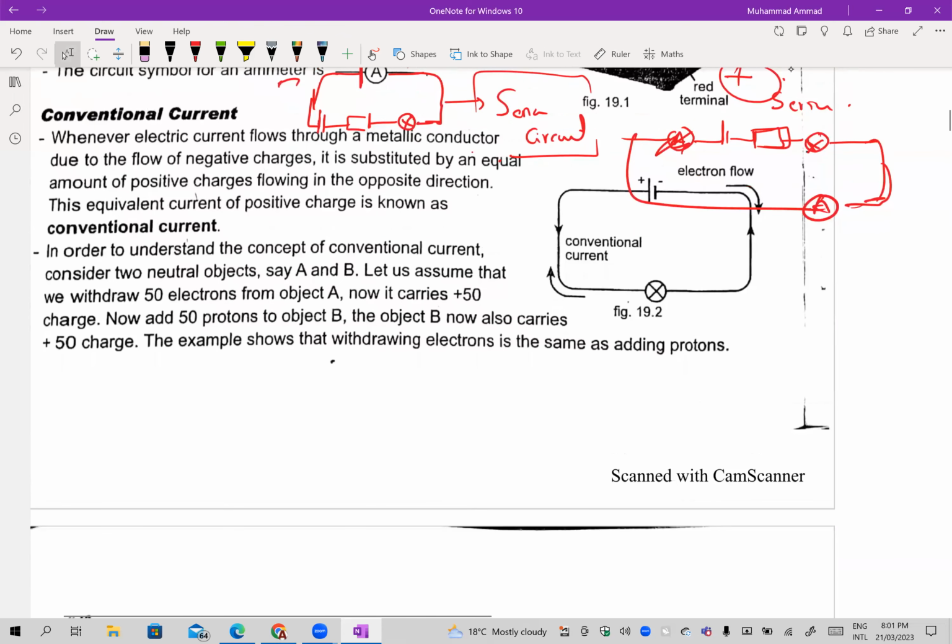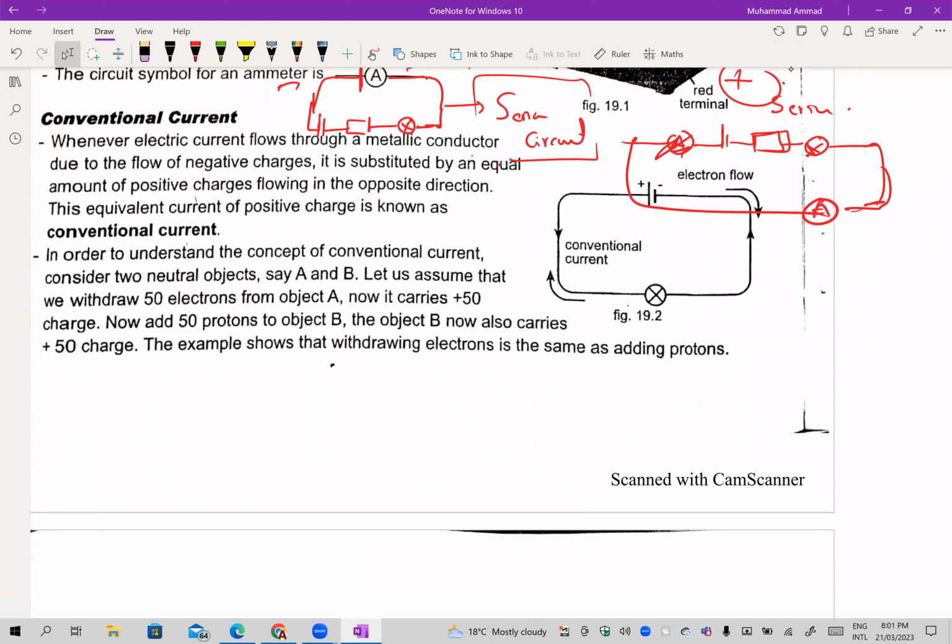Okay, so convectional current, once again, I'll quickly explain what it is. Convectional current is when the electric current flows through a metallic conductor due to the flow of negative charges, it is substituted by an equal amount of positive charges flowing in the opposite direction. If you look at this diagram, the electrons flow in the arrow's direction, from left to right.